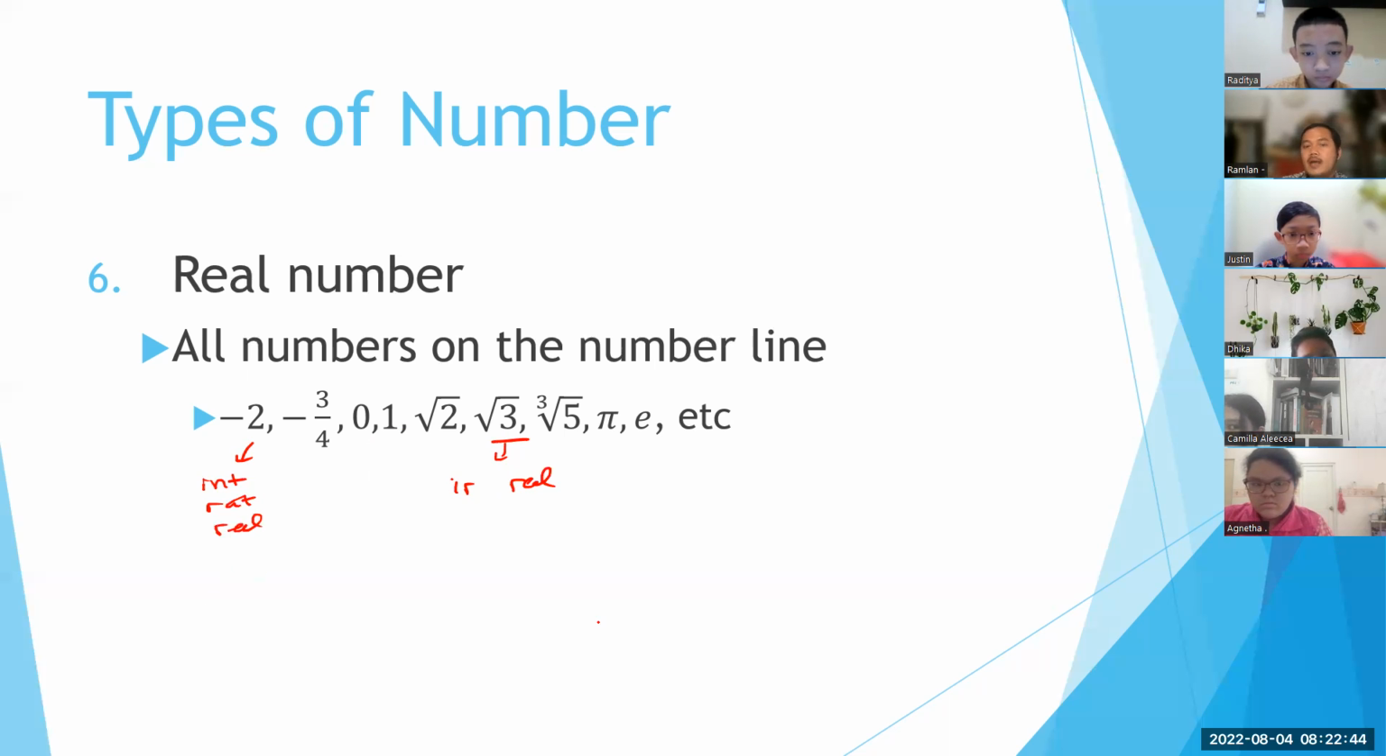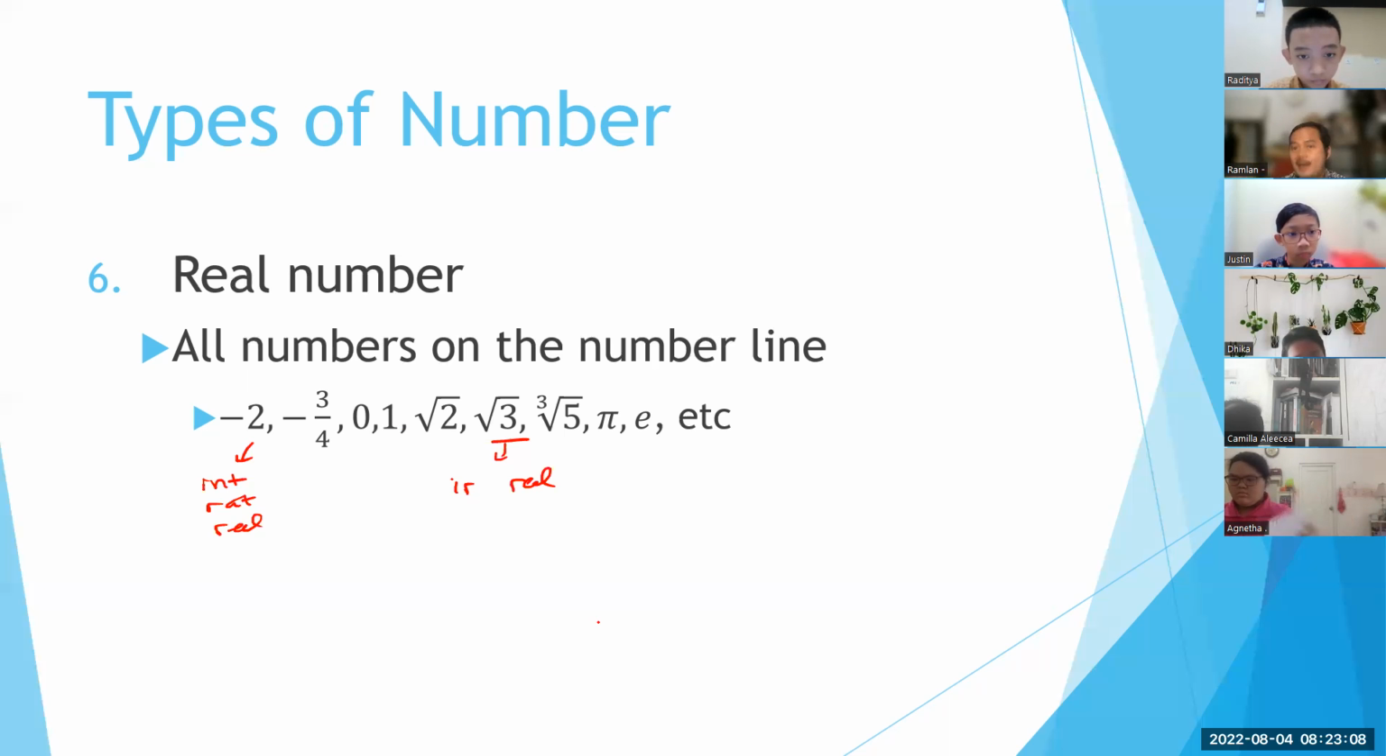After this, we're going to have an activity, and I would like you to take your exercise book. I'm going to have a table for you. Table means tabel, not meja. Then you are going to investigate a couple of numbers and determine which type of number each one is included in.